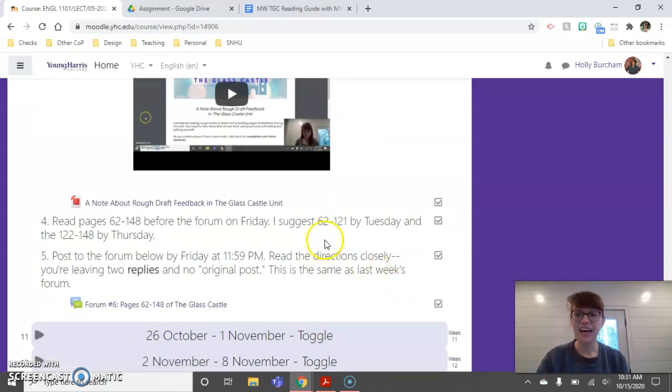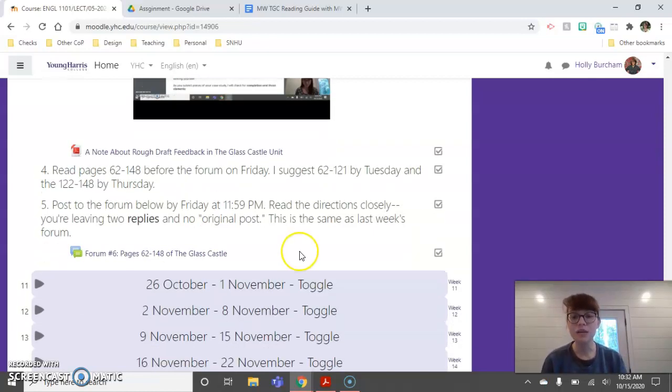And then read pages 62 through 48 before the forum on Friday. I have broken it up with suggestions on what to read by Tuesday and what to read by Thursday so that you don't get behind and you don't just have this huge chunk of pages to read before the forum.